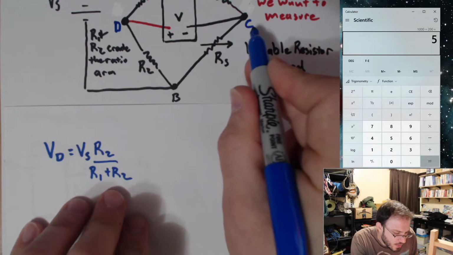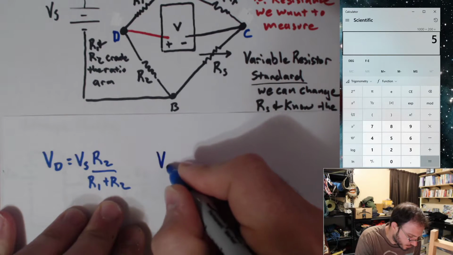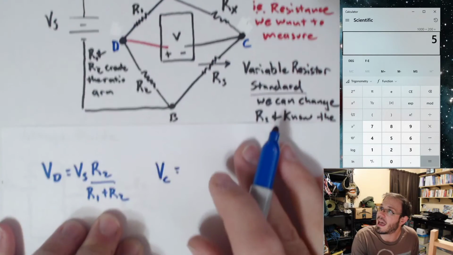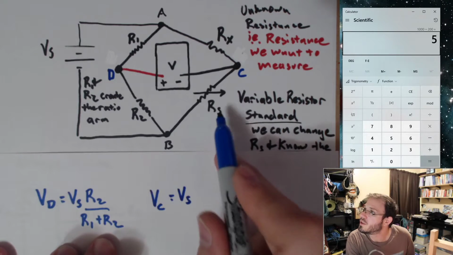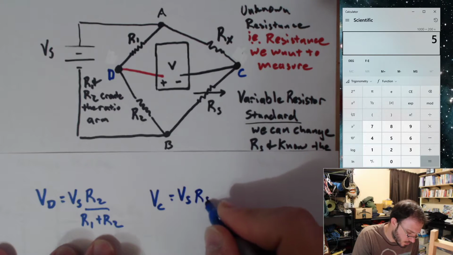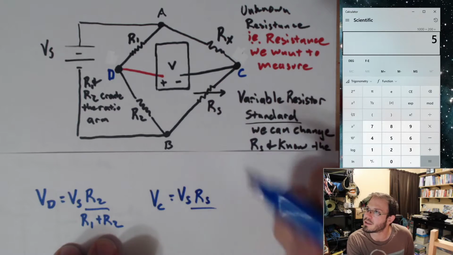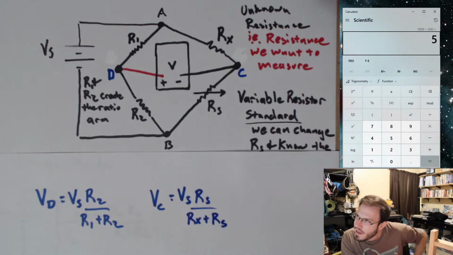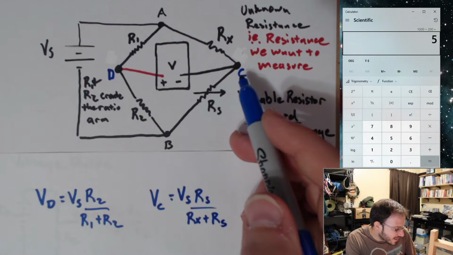Okay, let's go ahead and do the same thing for C. VC is going to be equal to, well, what's V in? V in is our V sub S. What's R2? R2 is RS. And what's R1 plus R2? Well, it's RX plus RS. Okay, so now we have two equations that refer to the voltage at D and the voltage at C.